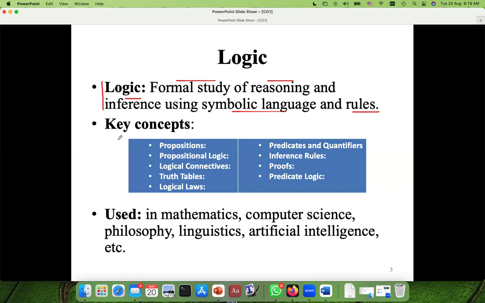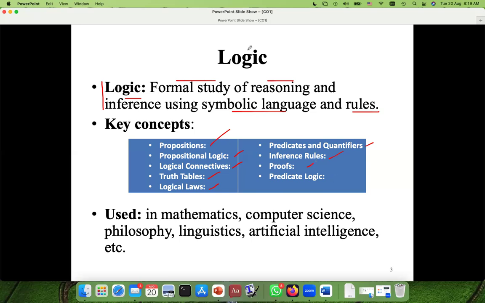What we will study in this logic, these are the different headings that you are seeing now. First, we will go on with the proposition, and then we will move on to propositional logic, then logical connectives, truth table, logical laws, and so on. We will go through these different topics one by one, in a sequence.